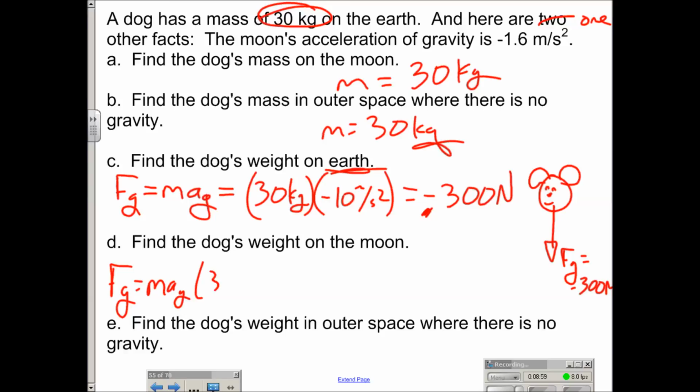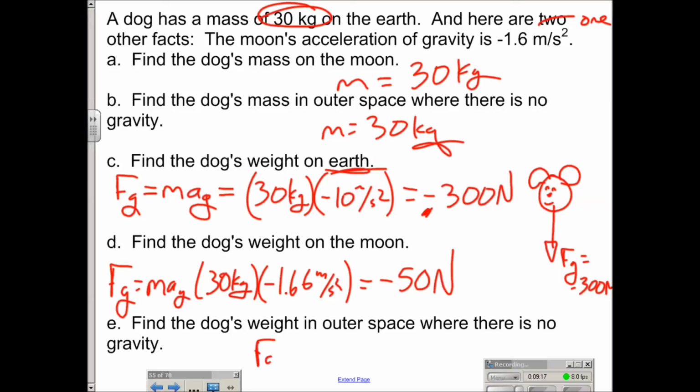He's still 30 kilograms, but the acceleration of gravity on the moon is negative 1.66 meters per second squared. So that gives us negative 50 newtons. He weighs less on the moon because there's less gravity. Finally, in outer space where there's no gravity, his weight is 0, because there is no gravity in outer space. So there you go.